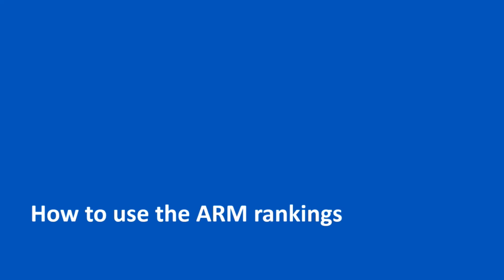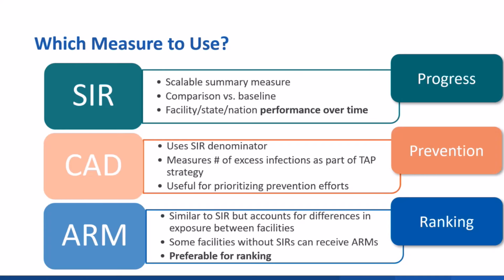So how should you use the ARM rankings for your facility? For the SIR, this is a scalable summary measure. This is really useful for looking at progress. What it does is it takes a baseline of data and compares the data that you want to look at for a particular year to that baseline. And so you can look at how the performance changes over time, whether it improves, and you can look at different levels from the facility all the way to the nation level and compare year by year.